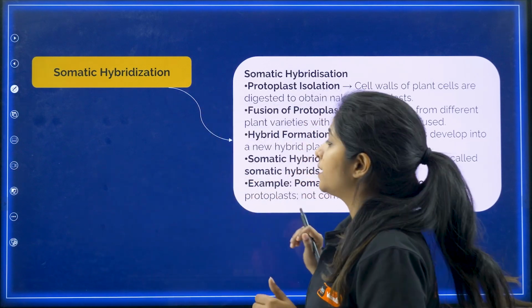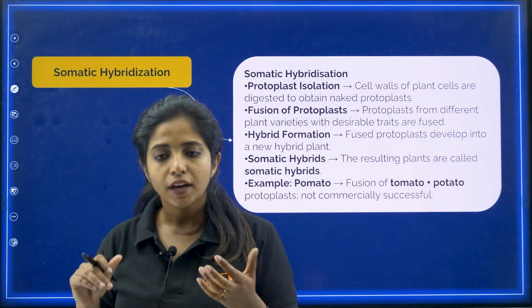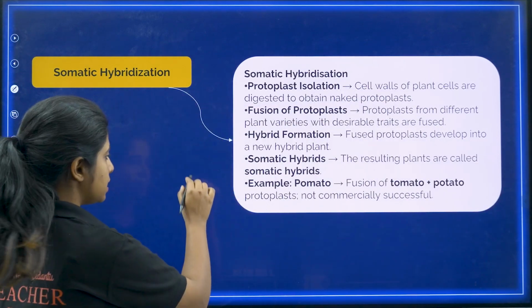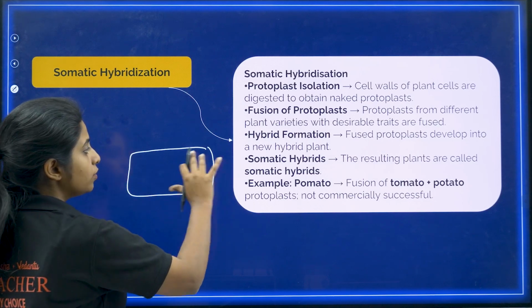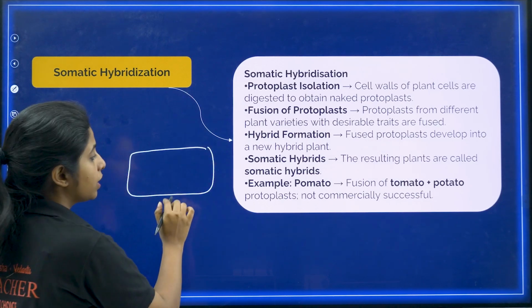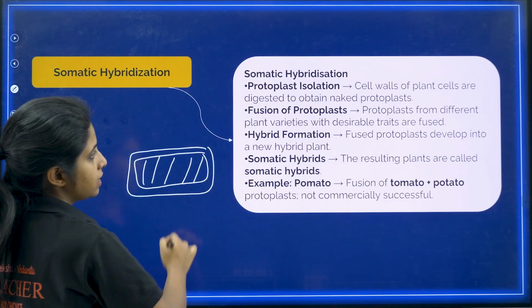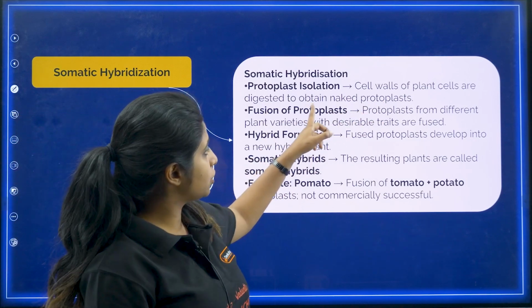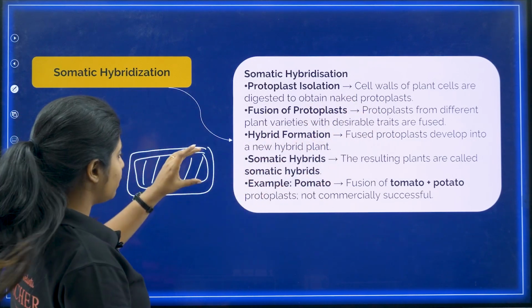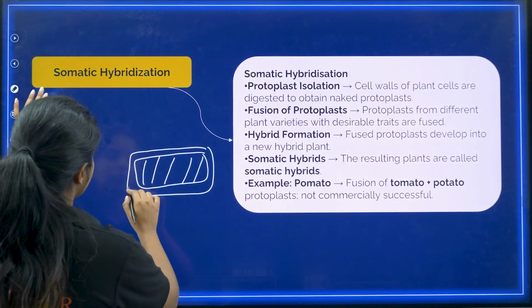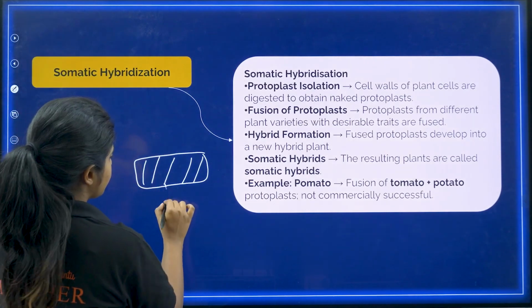Now, in somatic hybridization, what you are doing is removing the cell wall. Plant cells have a cell wall as well, so you remove it. When you remove the cell wall, what are you going to get? You're just going to have the cell membrane and the content inside. So the cell walls of the plants are digested to obtain naked protoplasts. Whatever is left behind when you remove the cell wall is known as a protoplast.